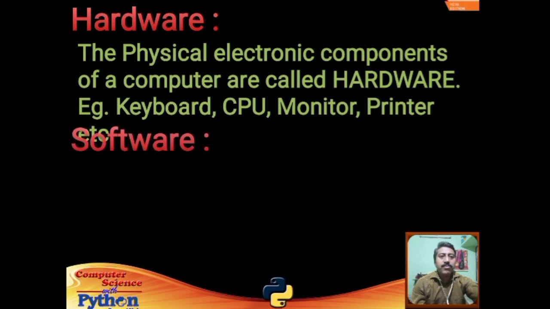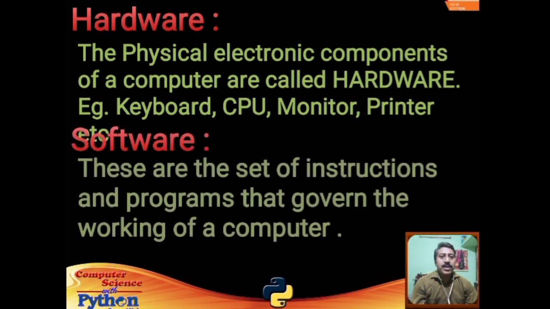Another one is the software. These are the set of instructions and programs that govern the working of the computer. The computer's work can be controlled with the help of software only. If we write the correct code, then only the computer will run. That's why the two major components are hardware and software.